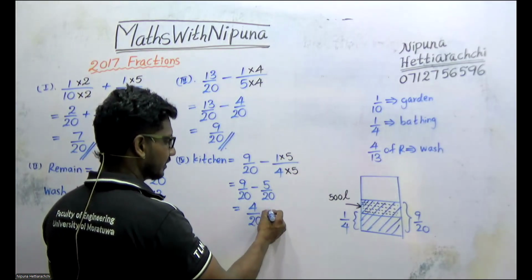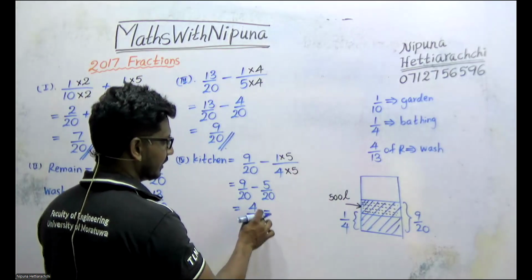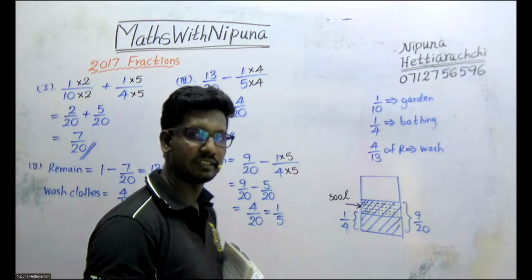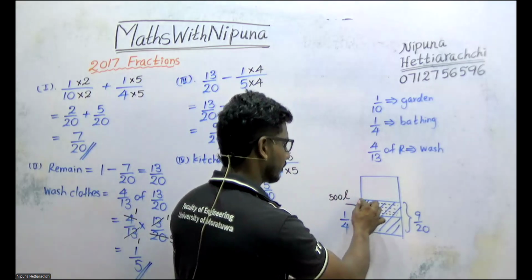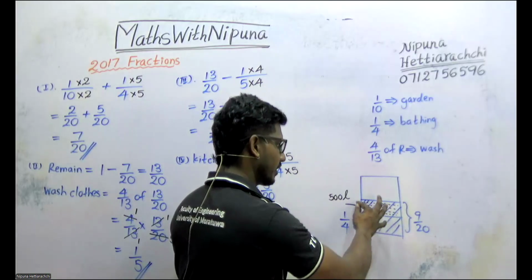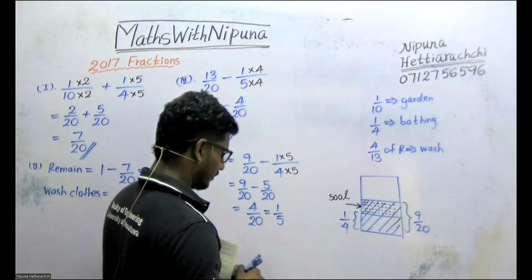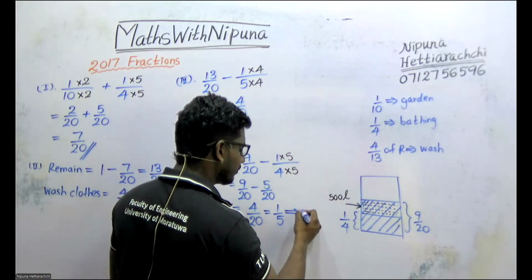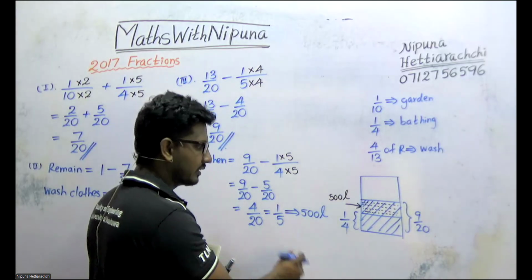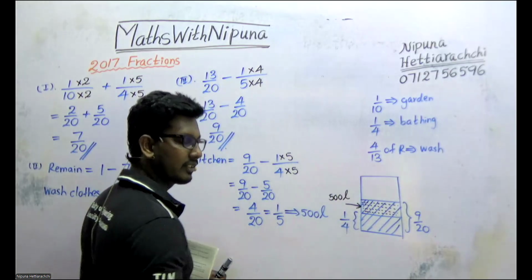We can write it in simplest form, no? Divided by 4, that becomes 1/5. The remaining portion is 1/5. Sorry, not the remaining portion. Used for the kitchen, the amount used for the kitchen is 1 out of 5. Now this is equal to 500 liters. This is 1/5 of the total tank. Now it is equal to the 500 liter amount.